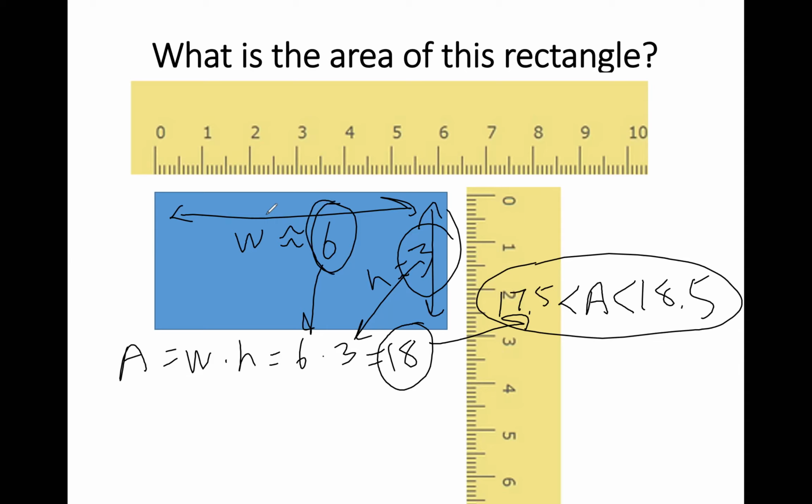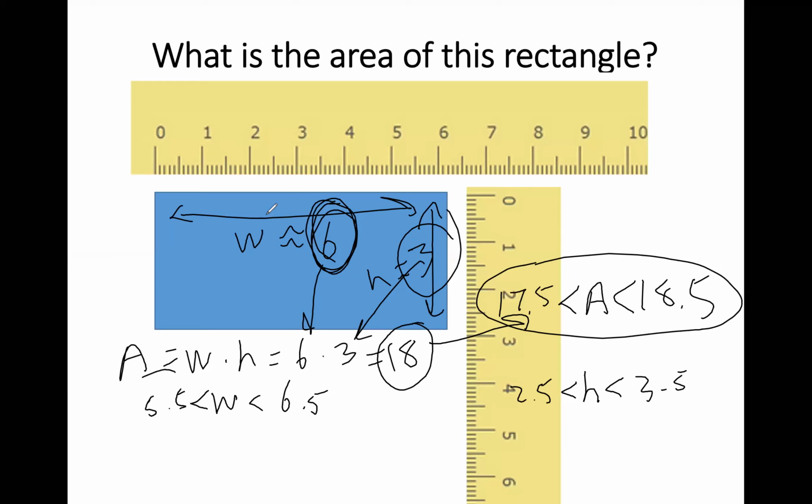Let's see how accurately we actually know the area. So if we reported the answer for the width as 6, what that means is that the width could actually be anywhere between 5.5 and 6.5. Same thing with the height. If we report the height as 3, that means the actual number could be anywhere between 2.5 and 3.5. All right. So let's see what the real range of uncertainty is on the area.